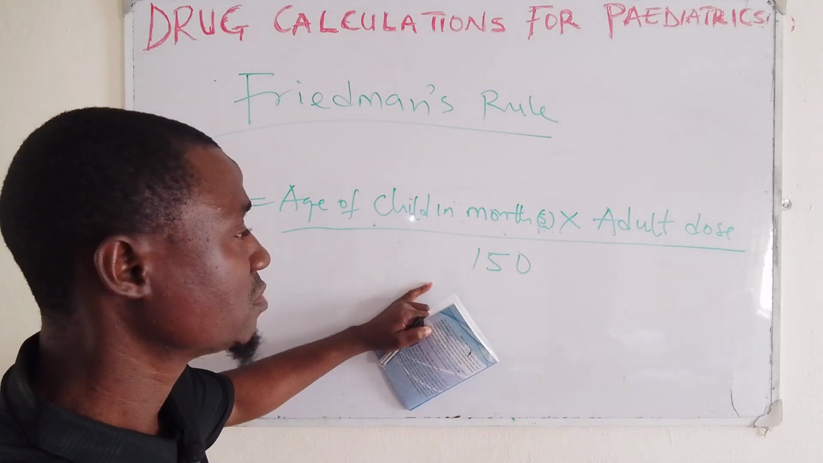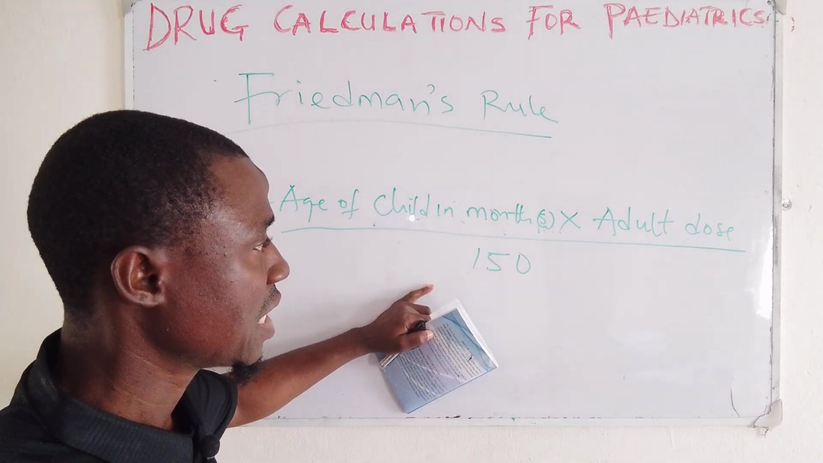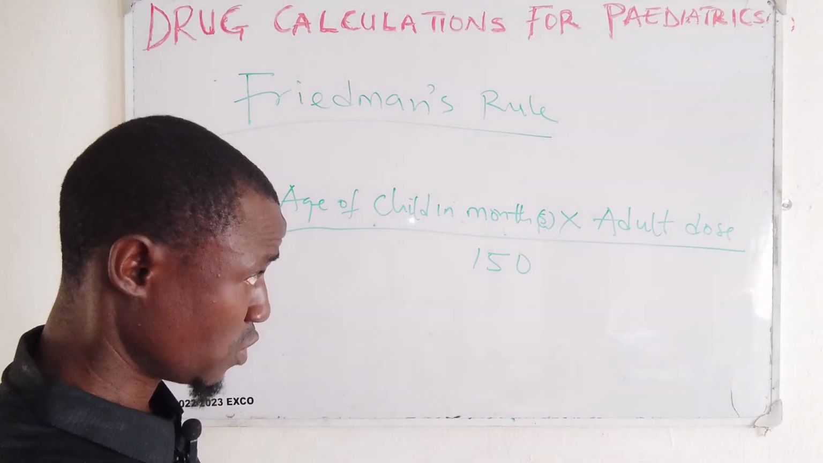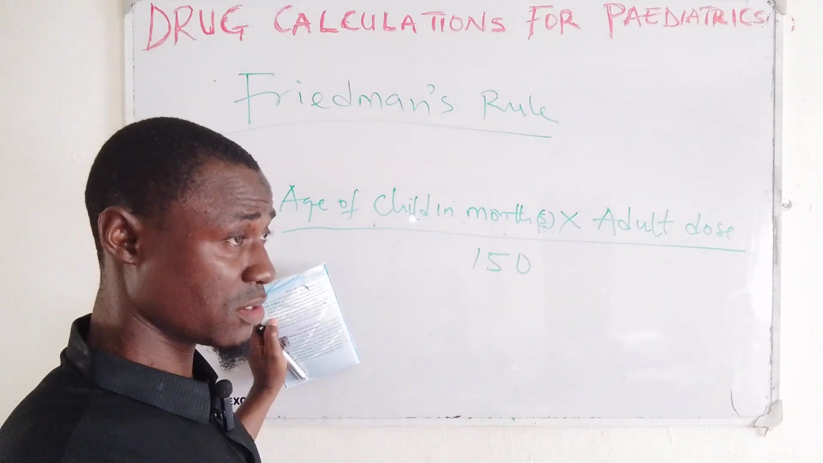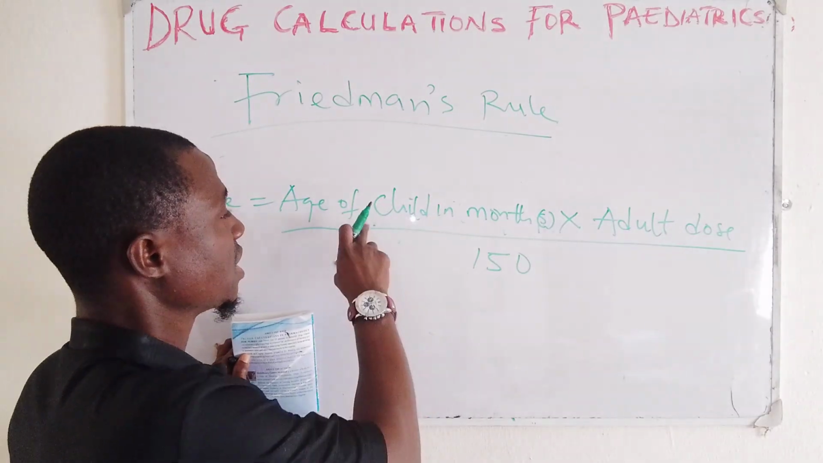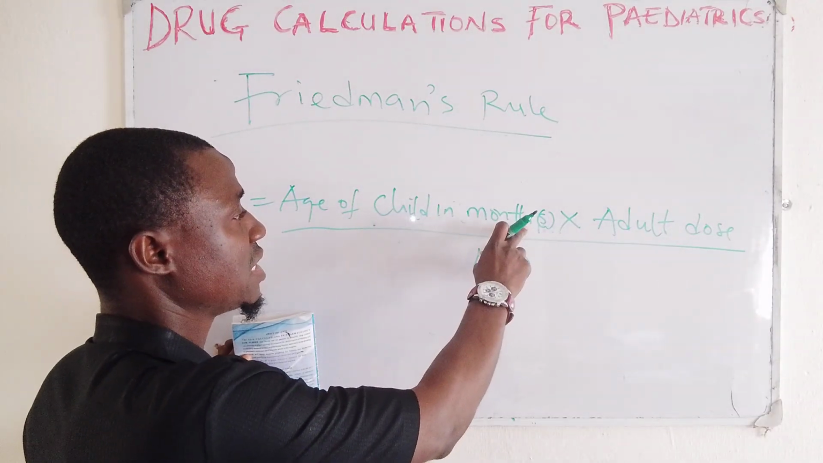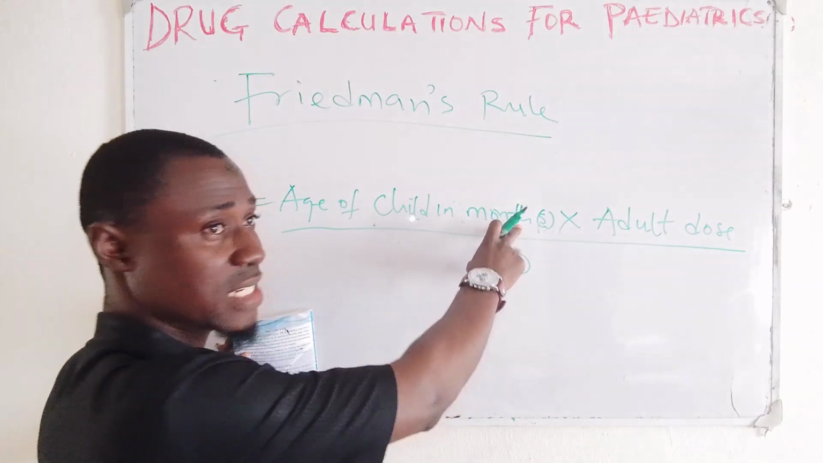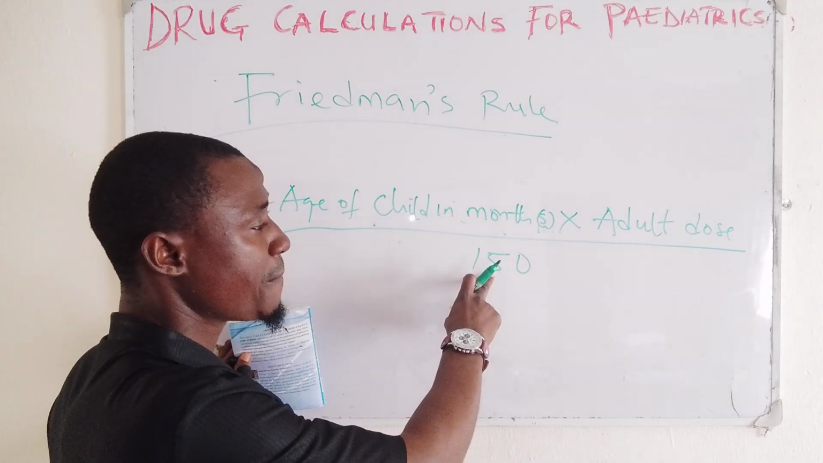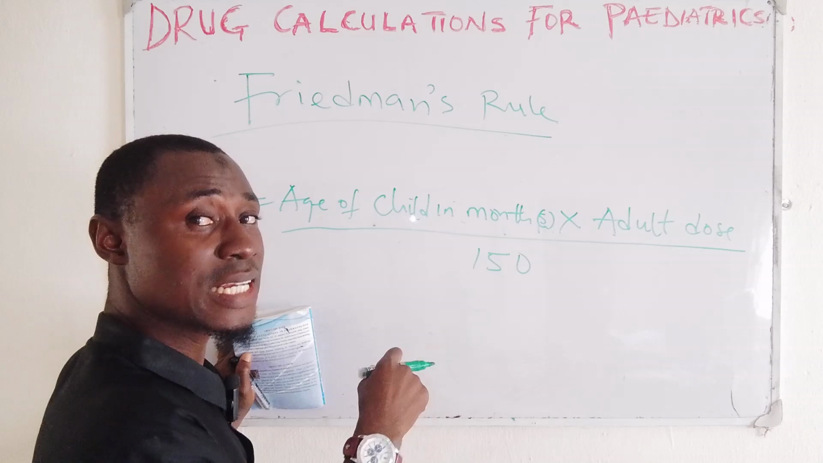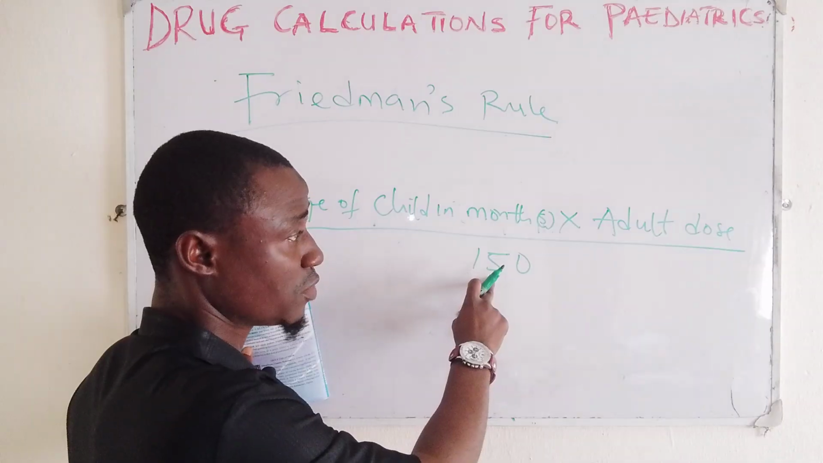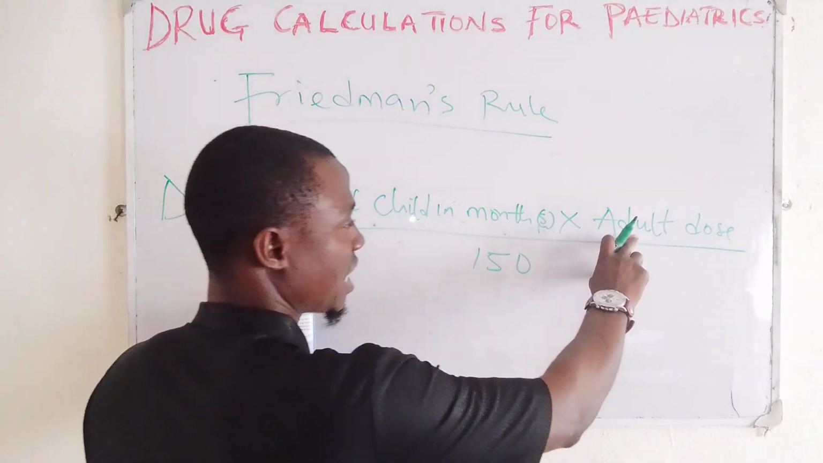Now, it has some differences with the other rules that we have stated. But of course, like other rules, we have some similarities as well. The first difference with the two other rules is that this time around the age of the child is in months and not in years. And the denominator here has changed from 20 that we used for the Dilling's rule to 150. But of course, one thing remains constant, which is the adult dose.